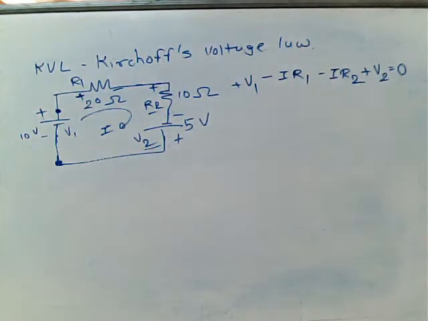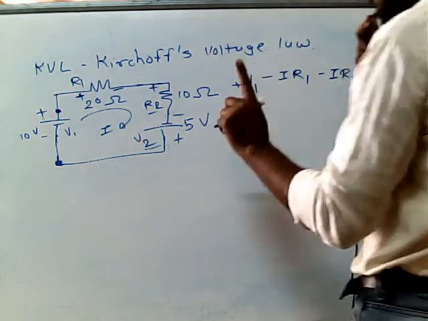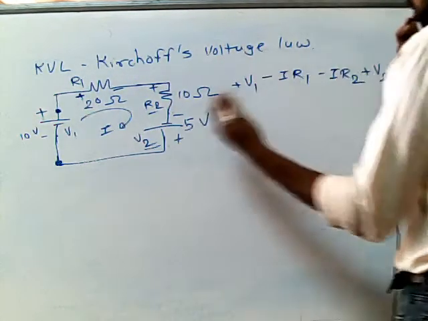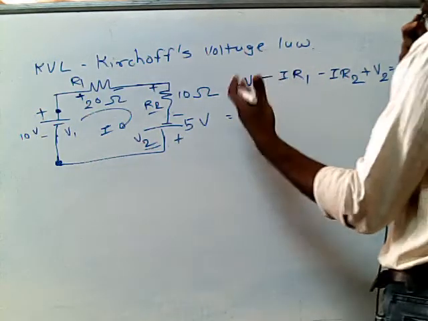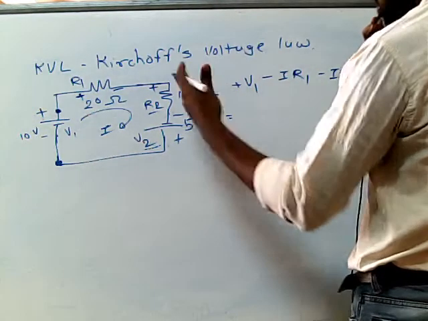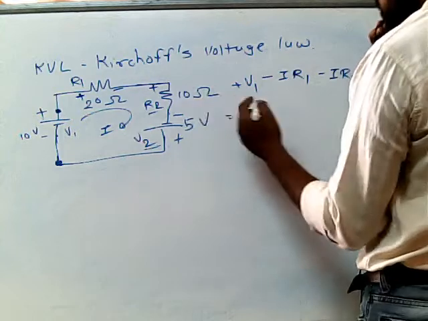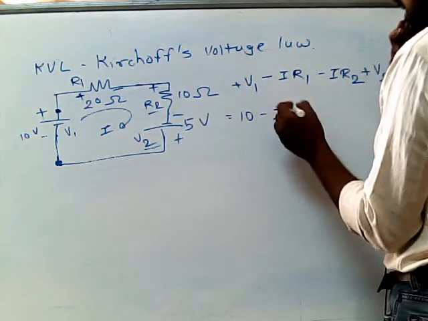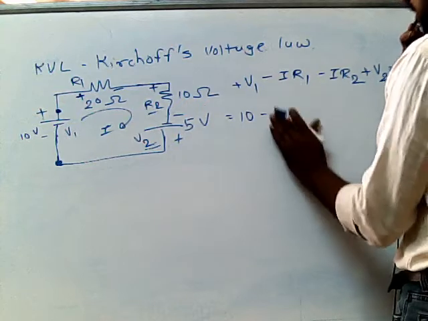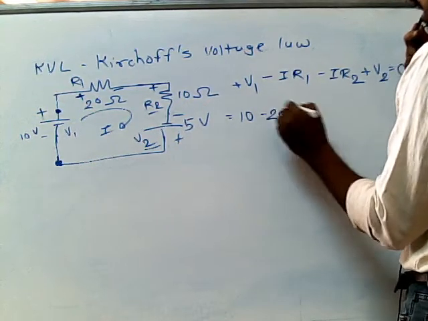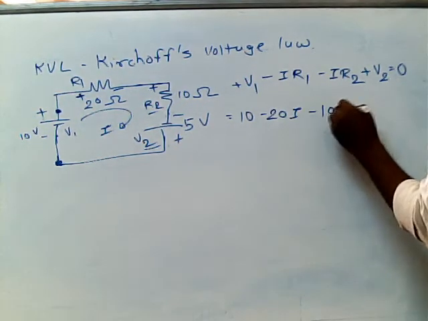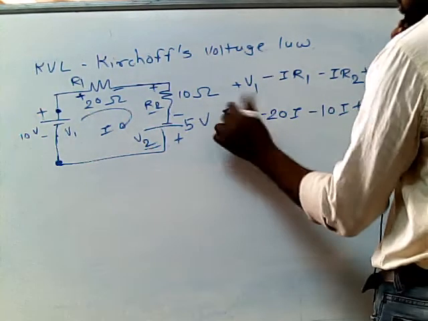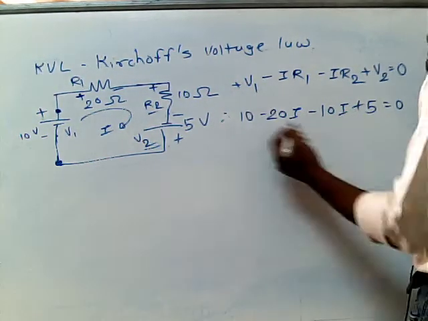So the voltage drop in any closed loop is always equal to 0. If I apply the values of different voltages and resistances, then V1 is equal to 10 volt, minus what is R, that we don't know. So 20 into I minus 10 into I plus 5 is equal to 0. From this equation we can simply find the value of I.